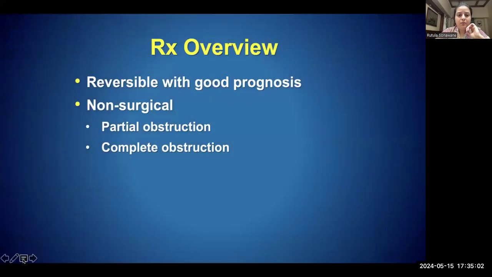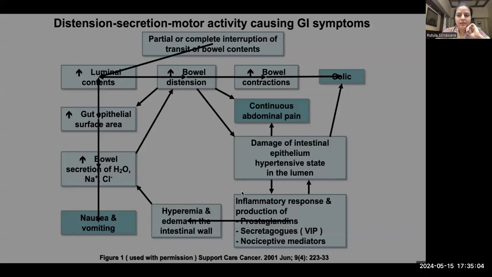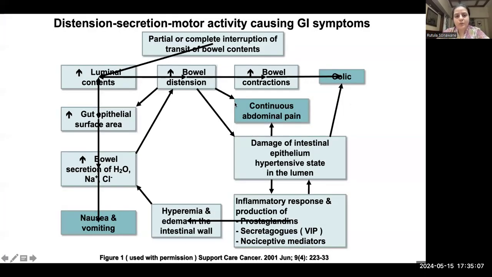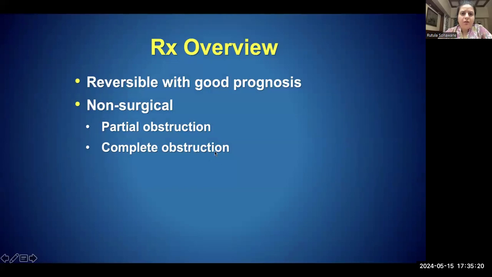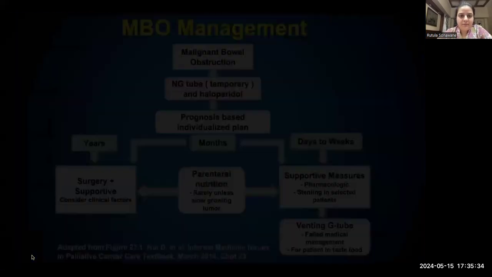So basically, as you can see, this causes a vicious cycle. One is leading to another, coming back to the first thing. So this is a vicious cycle which leads to increasing pain, nausea, vomiting, and increasing symptoms. Now, if it is reversible, it has good prognosis, even with non-surgical measures or with surgical measures. And as we discussed earlier, it can be partial or it can be complete.